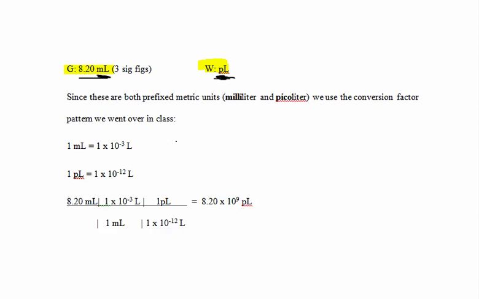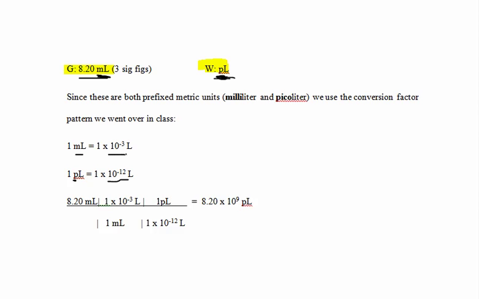Now, these are both prefixed metric units. The milli means 10 to the minus 3, and the pico means 10 to the minus 12. So we can write these conversion factors. 1 milliliter is 1 times 10 to the minus 3 liter, and 1 picoliter is 1 times 10 to the minus 12 liter, because pico means 10 to the minus 12, and milli means 10 to the minus 3.